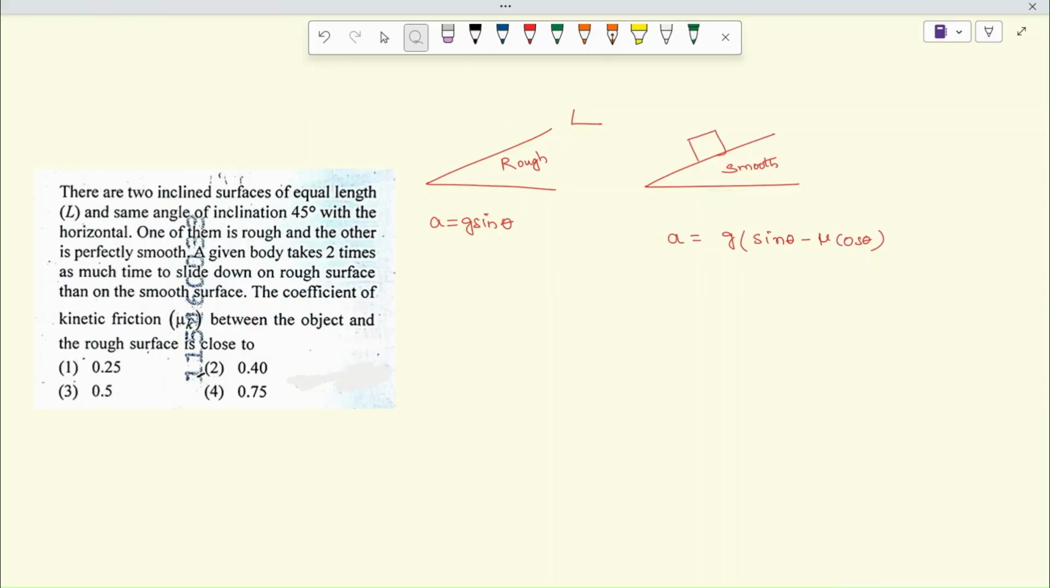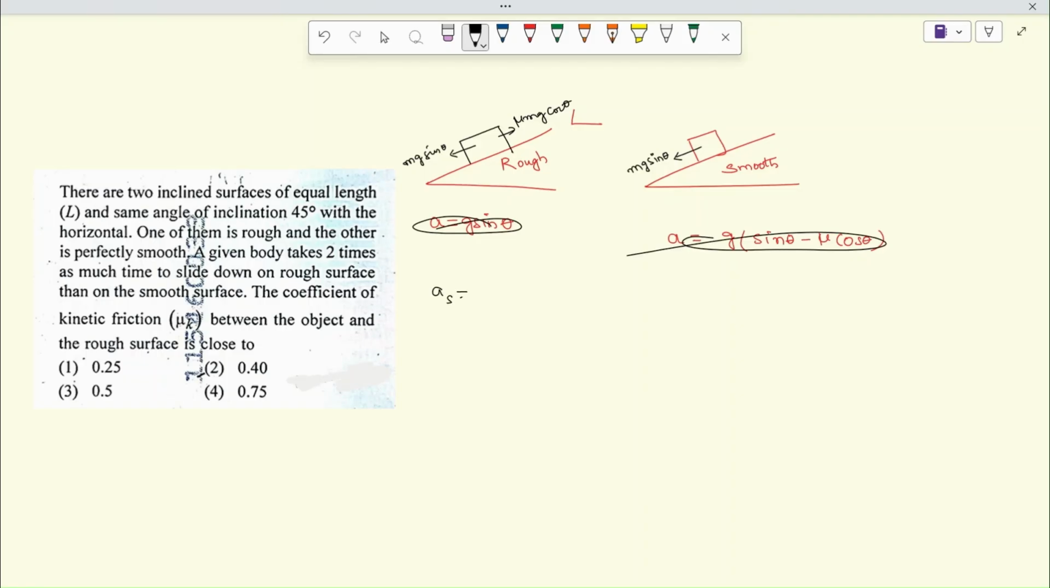Okay, look at this one. Fourth one. Here, what is given? Two inclined surfaces are there, rough and smooth. We know on smooth surface, the acceleration is just mg sine theta, whereas on rough surface, friction is also involved. So the force will be mg sine theta downwards and backward mu mg cos theta. So what will be the acceleration?